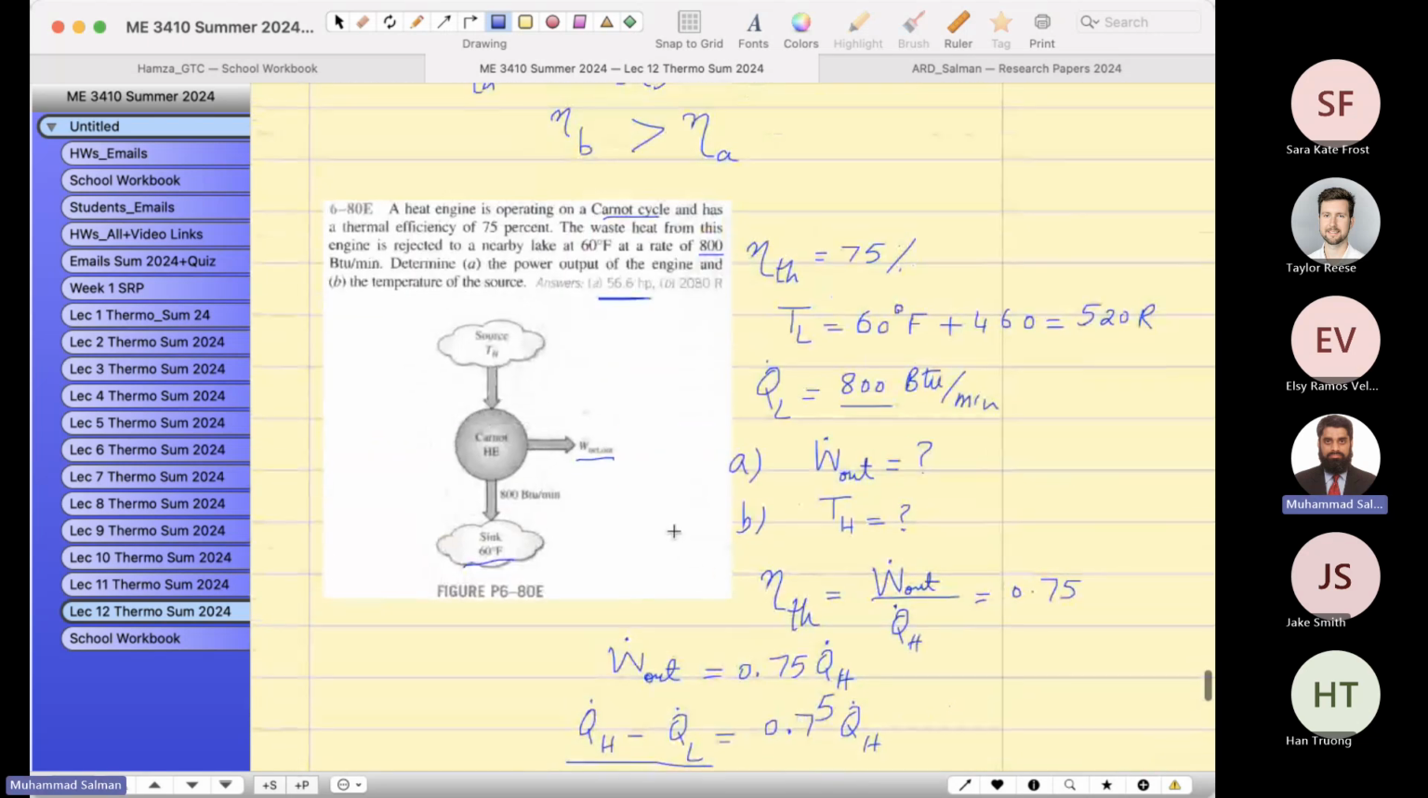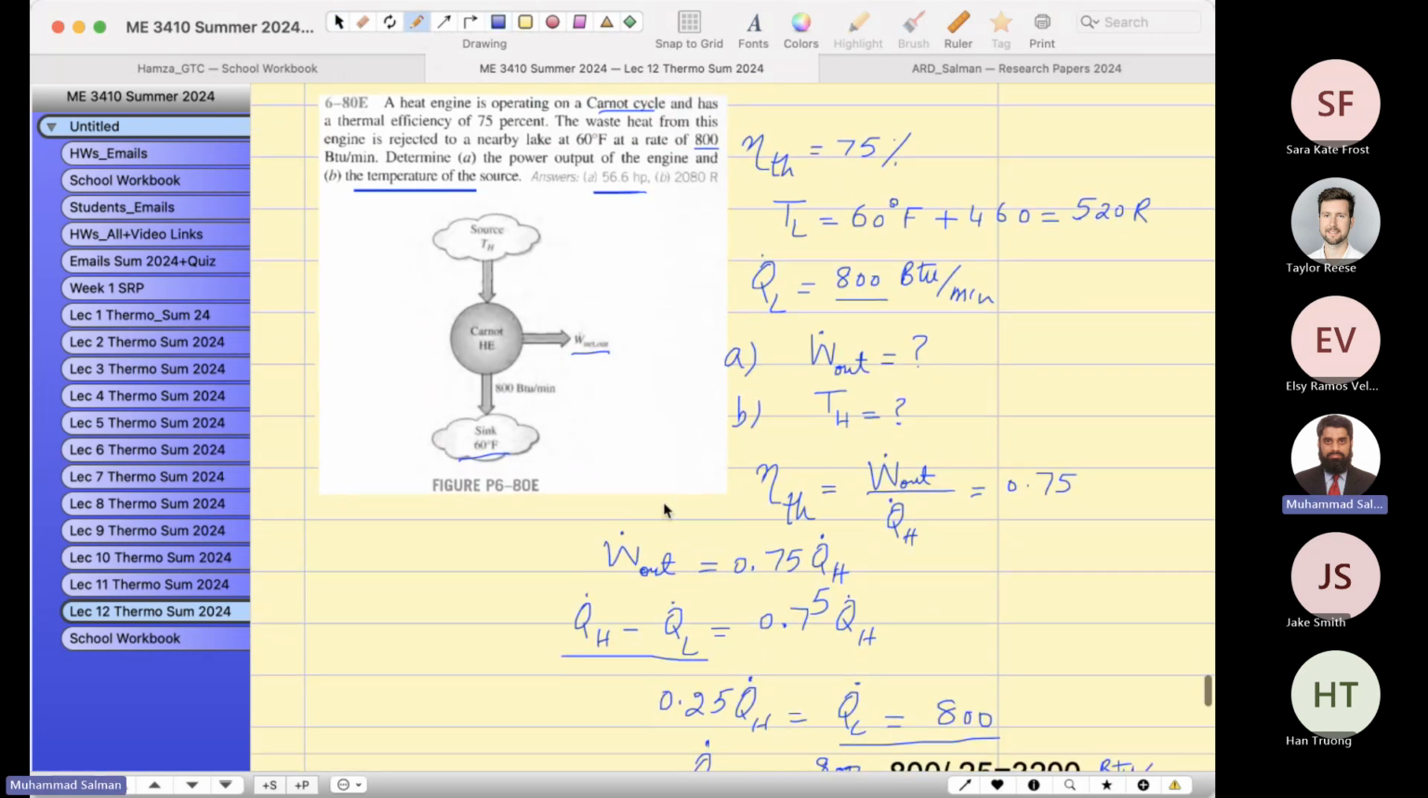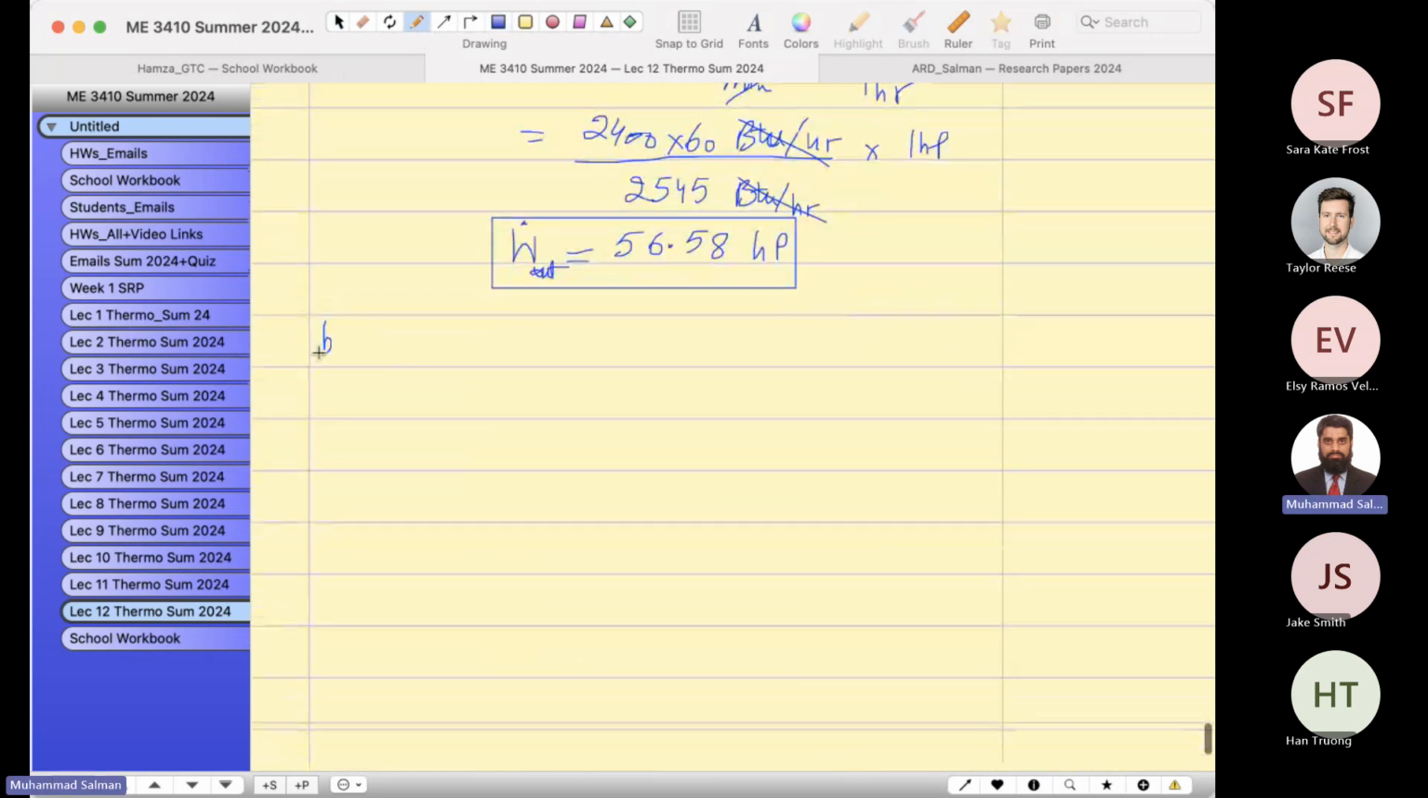And let's do part B. The question is to find out the temperature of the source. Okay, let's see for the source.